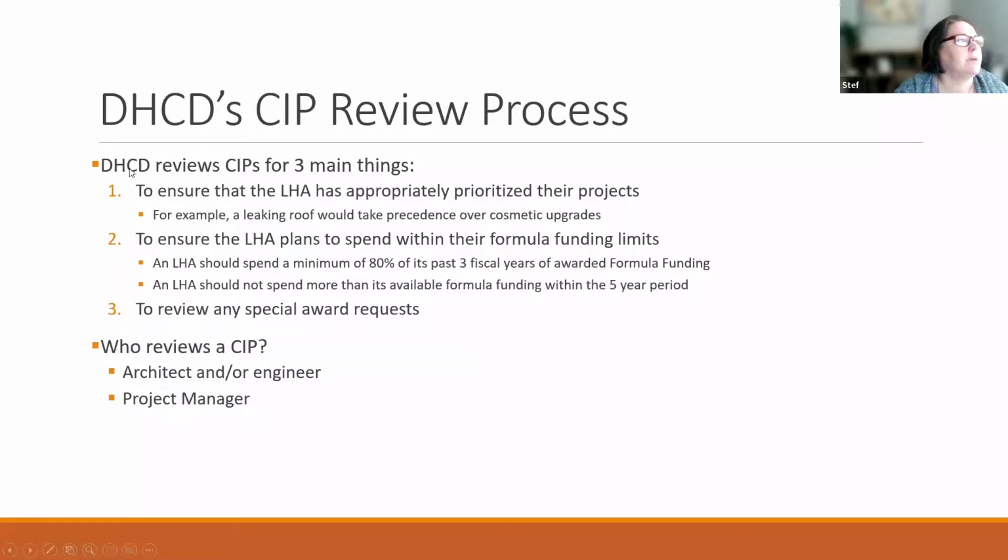To dig a little bit deeper into the review process, DHCD reviews the CIPs for 3 main things. First, to ensure that the housing authority has appropriately prioritized their projects. So for example, if a roof is leaking, we want to make sure that that is up first, as opposed to maybe site work around paving or something. Although oftentimes I know that paving can be a real health and safety issue, but a leaking roof unfortunately often has to take precedence over paving.